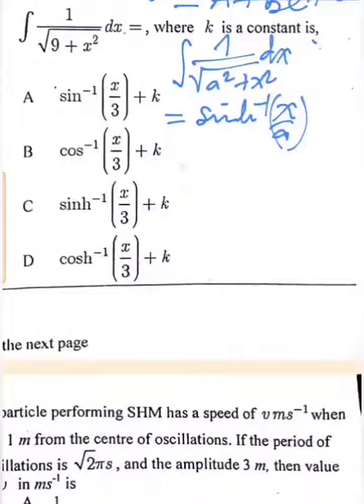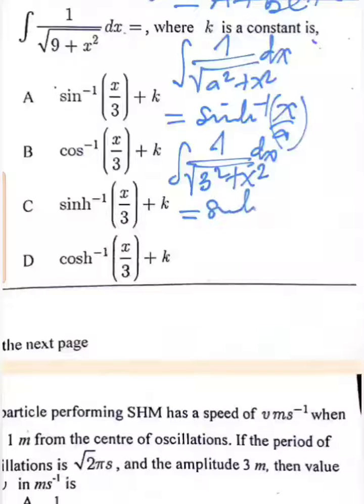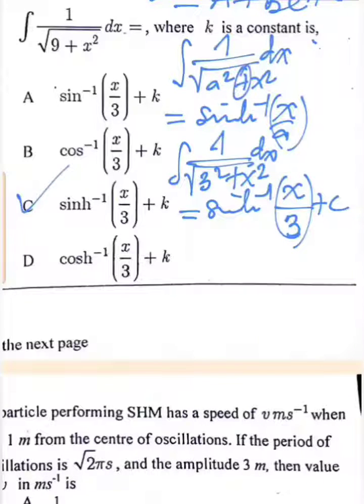So here we are dealing with integral of 1 all over the root of 9, there is 3 squared, plus x squared dx, which should then be sin inverse of x all over the square root of 3 squared there, which is simply 3, plus c, and that corresponds to option C. Now, if instead I had a negative sign inside, it would be 1 all over a squared minus x squared, and it will correspond to sin inverse. If it is instead x squared minus a squared, it would correspond to cos inverse.